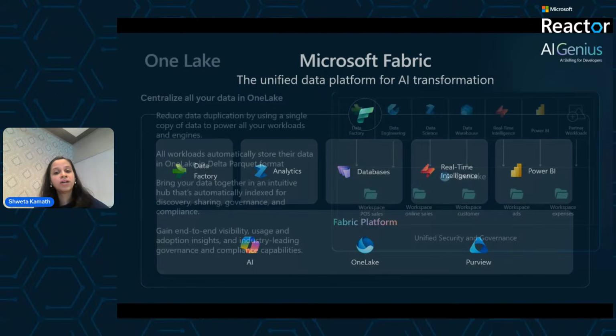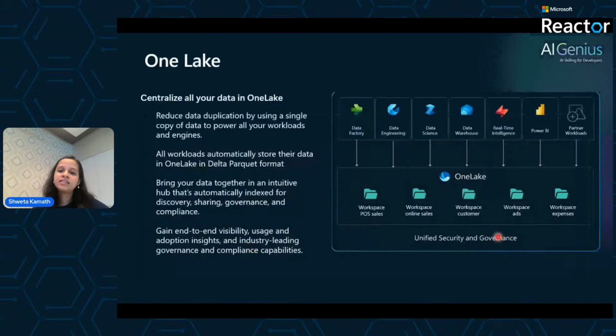Now, this is the OneLake that I was speaking about. Let's deep dive into what is OneLake. OneLake is the centralized place where you store your data. What does OneLake do? It reduces the data duplication by using a single copy of data to power all your workloads and engines. All workloads automatically store their data in OneLake in Parquet format. Parquet, if you know, is one of the formats that has been traditionally used in lake houses. So this is the Parquet format in which OneLake stores the data.